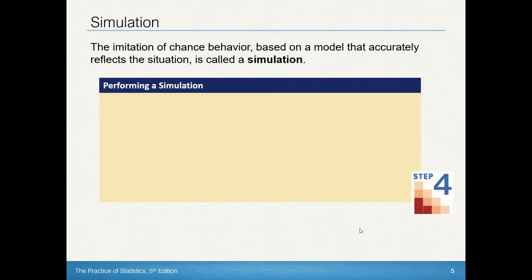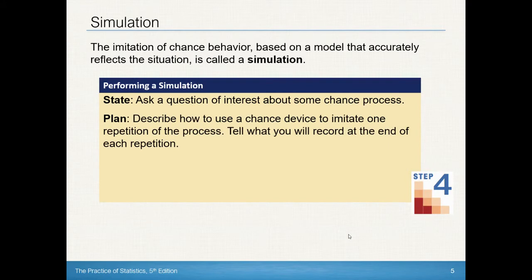All right, so simulation. The imitation of a chance behavior based on a model that accurately reflects the situation is called a simulation. To perform a simulation, first you want to ask the question of interest about some chance process. You want to look and see what it is that you want to ask about the chance process. You want to describe how you're going to use a chance device to imitate one repetition of the process. The chance device may be flipping a coin. It may be drawing a card. It may be using the random number generator on the calculator.